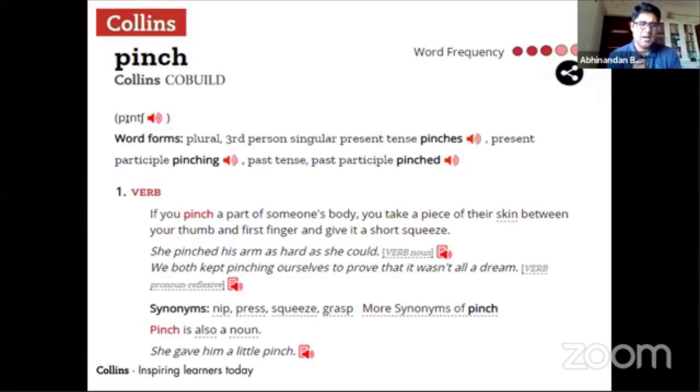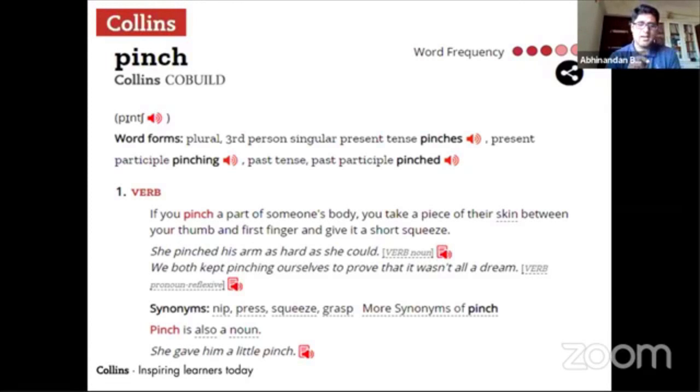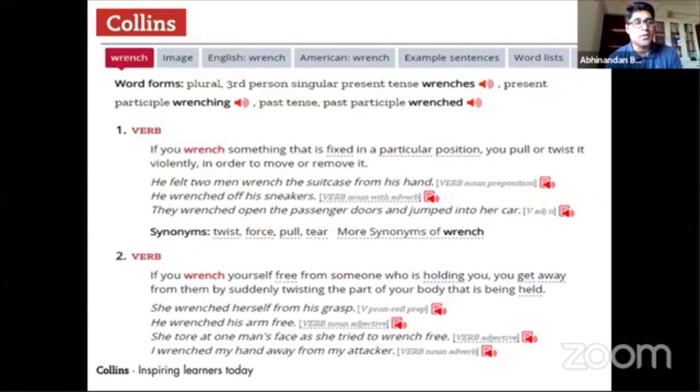You twitch and even flinch your face, and you actually let out a gasp because it presses against your skin and it really hurts you. It's painful, right? So pinch is again something which is done out of aggression. Okay. Looking at our fourth word that we have selected, wrench.